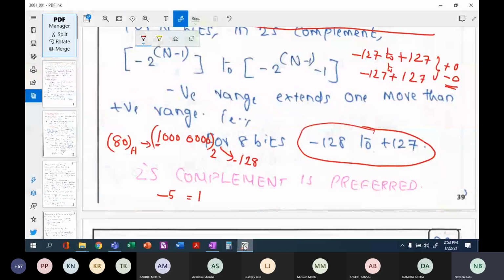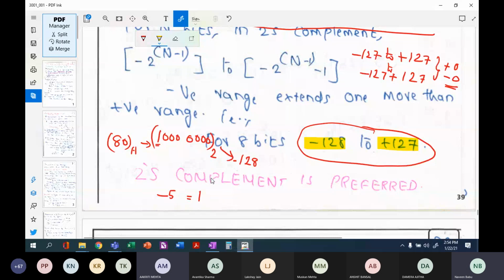But for computers, we prefer only twos complement representation. Why twos complement representation? Because we have already seen the multiple advantages. We have only one zero here. We are getting an extended range of values from minus 128 to plus 127, which is not available in the other two signed representations. Okay. Any doubts so far?